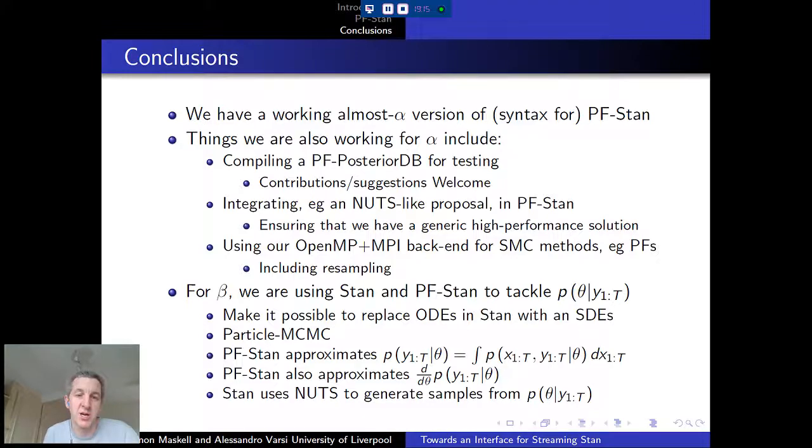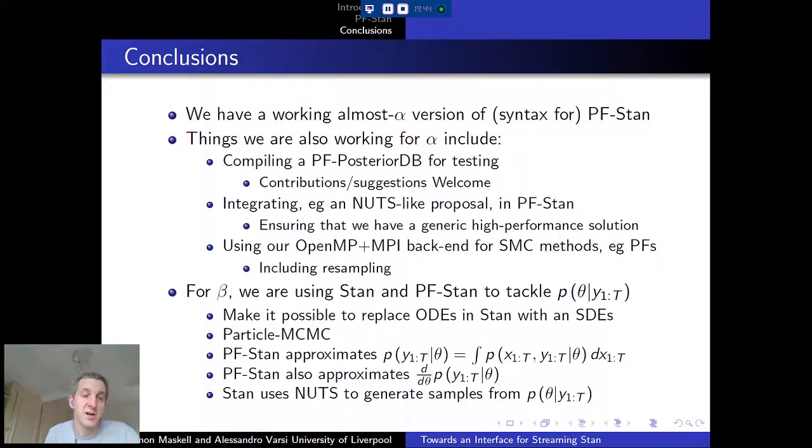We're also doing a few things that you might find interesting. So we're compiling a little posteriordb for particle filters for testing. So comments and suggestions of particle filter problems you'd be interested in would be very welcome. We're integrating in a highly sophisticated proposal distribution so that we can tackle arbitrary problems well. We've also got a back end that works for SMC methods, including particle filters, so sequential Monte Carlo methods.